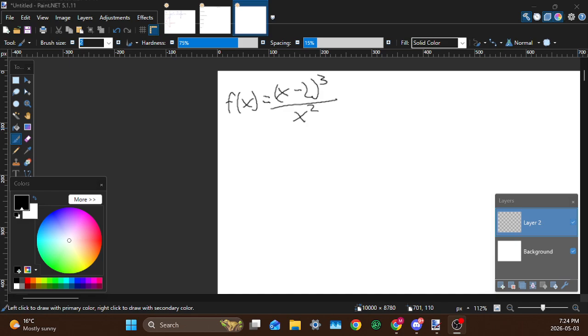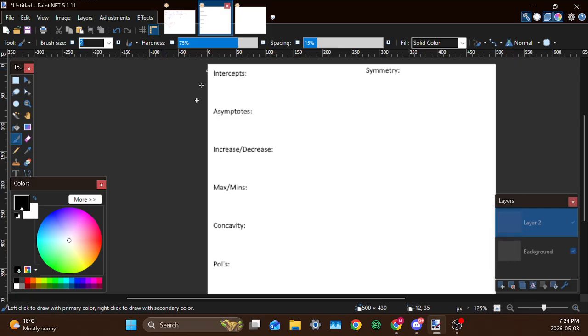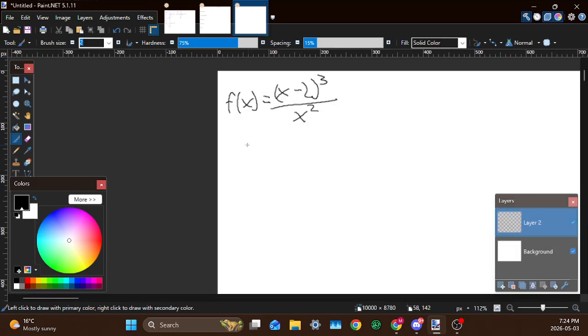Okay, so this is my math project for handout 3-8, curve sketching. This is the function I'm going to be using. First of all, I do have everything outlined here. For intercepts, 0 equals (x minus 2) to the 3. This gets canceled. 2 equals x.